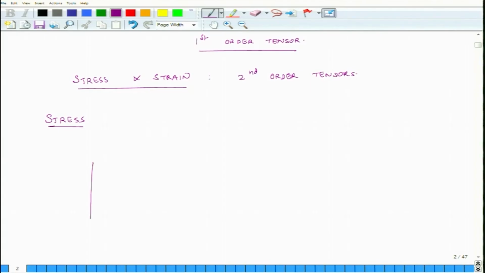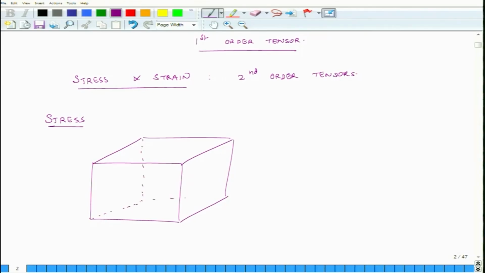So, consider a rectangular block, and let us say this is x axis, this is y axis, and let us call this z axis. Now, on this block I can apply all sorts of forces. Let us say that the size of the block is extremely small. I can apply a force on this plane in this direction, I can also apply a force normal to this plane. Let us call this F.